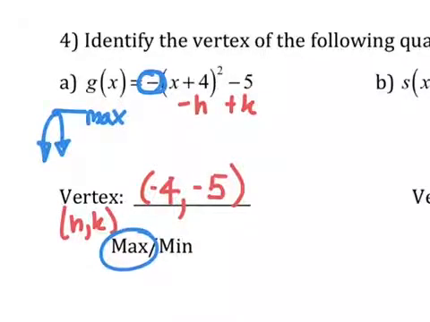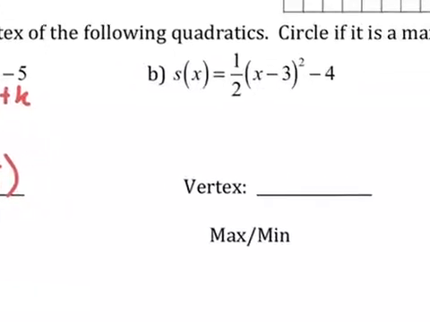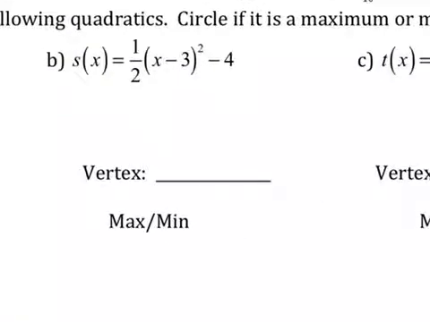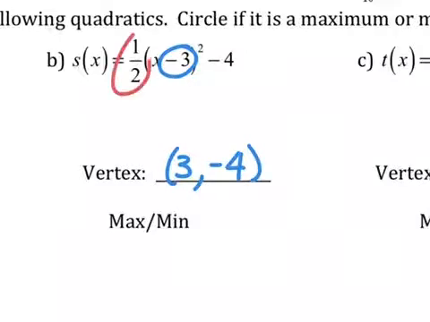So let's try that for the next two. So if we looked at this one, our vertex is going to be the opposite of what x says. So it's going to be positive 3, and then the same y, so negative 4. And we'll take a look at our a value. Our a value is a half, but we don't care if it's a fraction or not. That'll affect things later. What we do care about is positive or negative. It is a positive value, so parabola opens up, which makes our vertex a minimum.